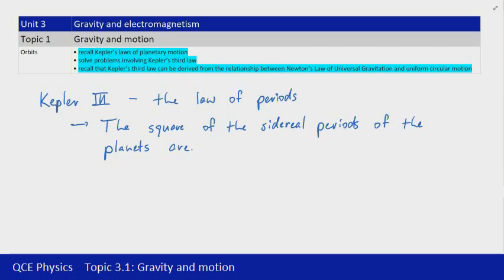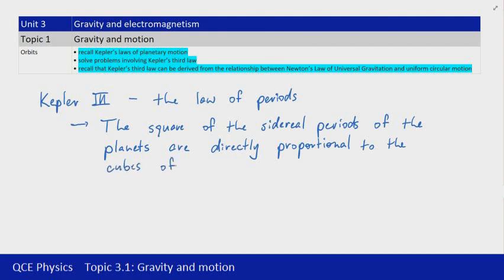So it's not necessarily for it to complete 1 year. So Earth's sidereal period is not 365 days. It's just a little bit longer than that. So we'll talk a little bit more about that as we go through and look at one of these examples. But ultimately, the square of the sidereal periods of the planets are directly proportional to the cubes of their mean distance from the Sun.